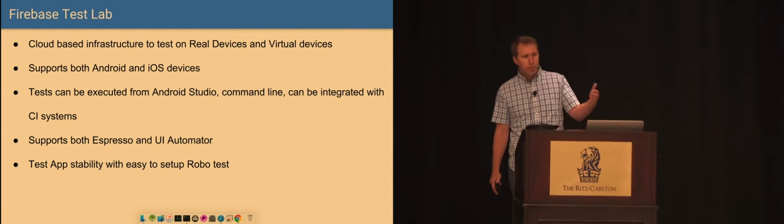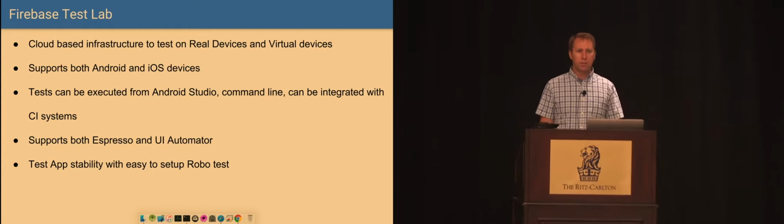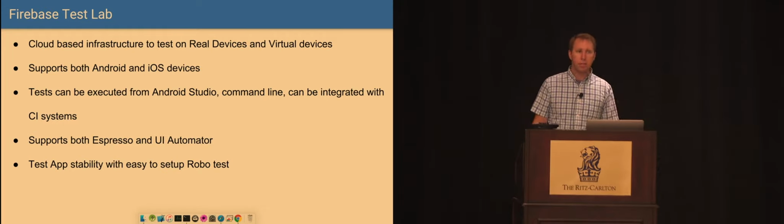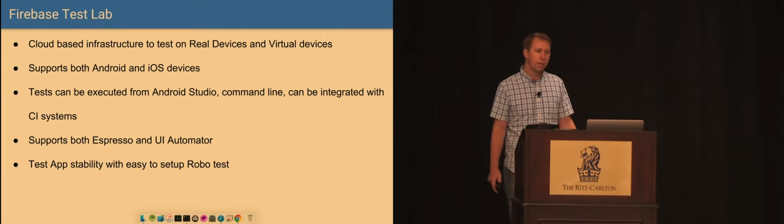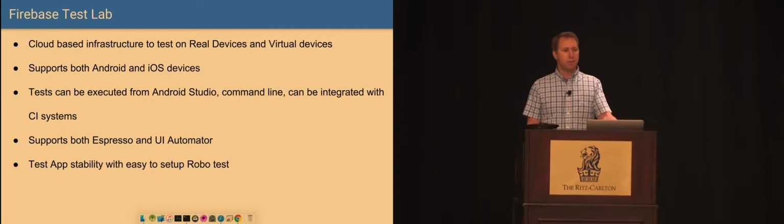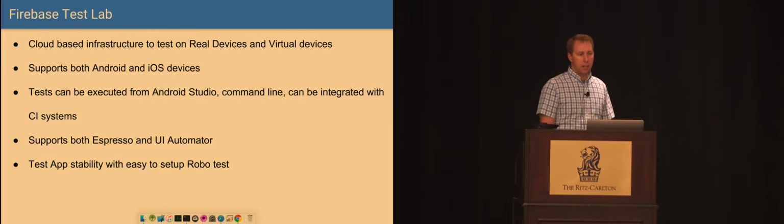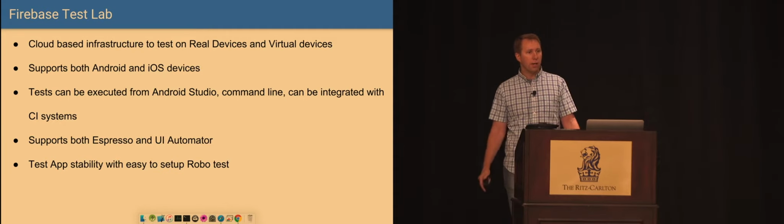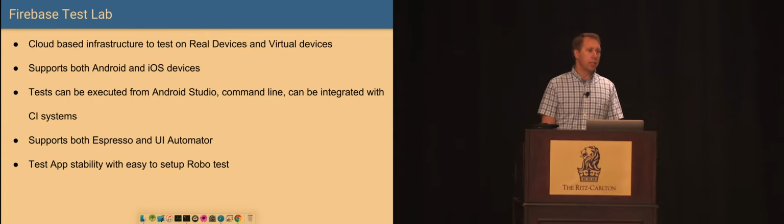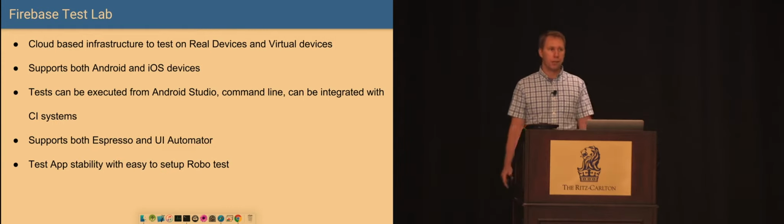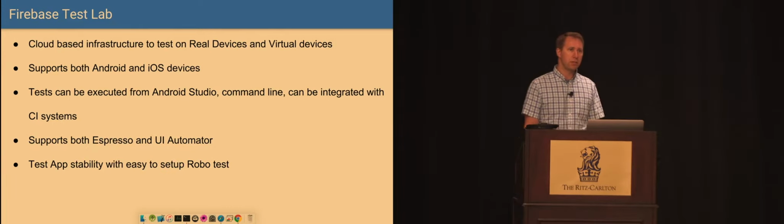You can execute your tests directly from Android Studio, from the command line, and you can integrate it into your CI system as well. It supports both Espresso and UI Automator for UI testing. And there is also a cool test called RoboTest. It basically crawls your app and tries to crash it. So it verifies stability, it's very easy to set up, and you should try it.